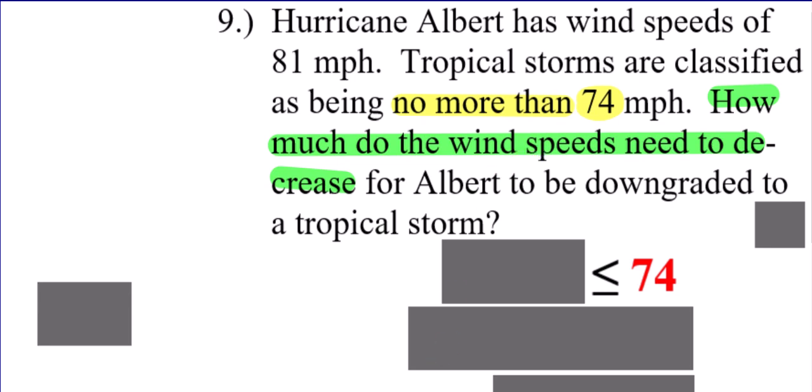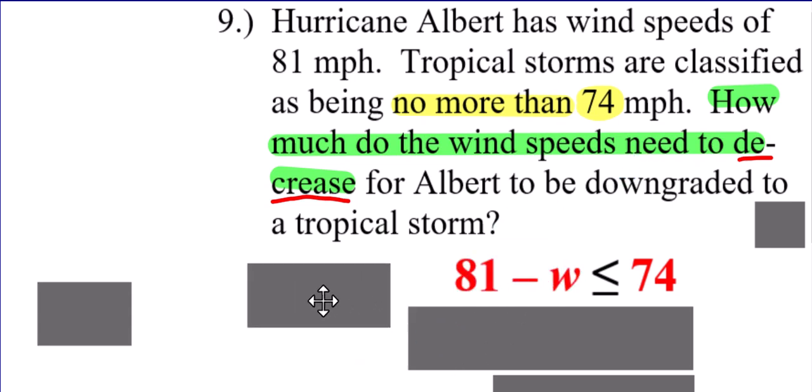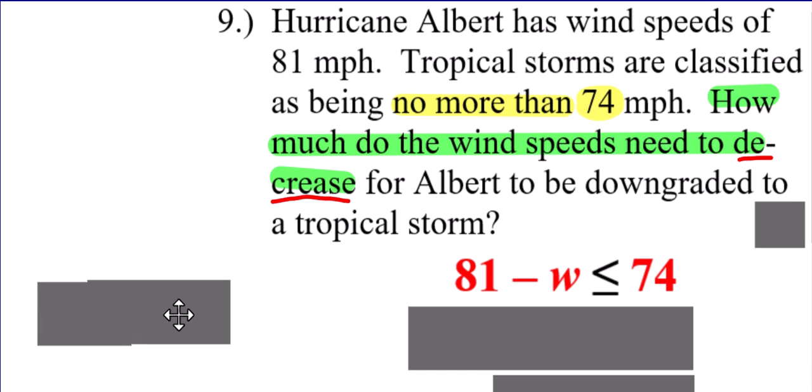Well, I'm trying to get the wind speeds to decrease, so that it can be downgraded to a tropical storm. What does this mean mathematically? It means to subtract. But here's what's unique. It's 81 minus the wind speeds, not the other way around. Because Hurricane Albert currently has wind speeds of 81. We're trying to find out how much does that need to decrease in order to eventually be less than or equal to 74 miles per hour to be a tropical storm?